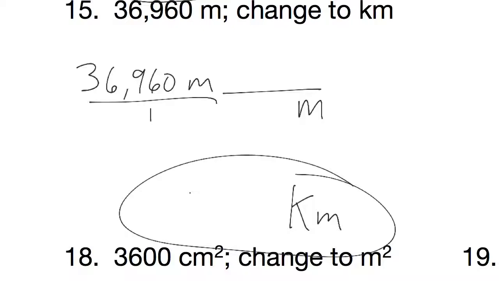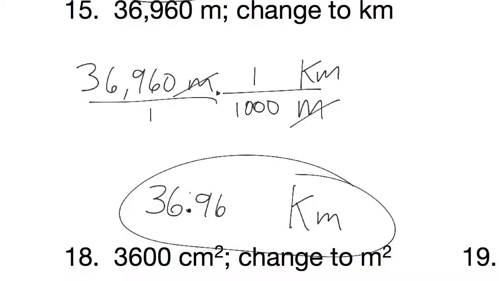I think I can go straight from meters to kilometers because I know how many meters are in 1 kilometer. That's 1,000. So when I multiply, these m's will cancel, and I get 36,960 divided by 1,000, which is 36.960.